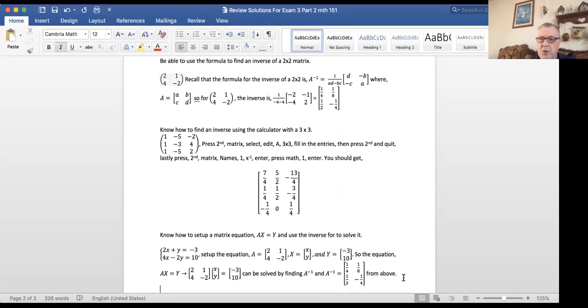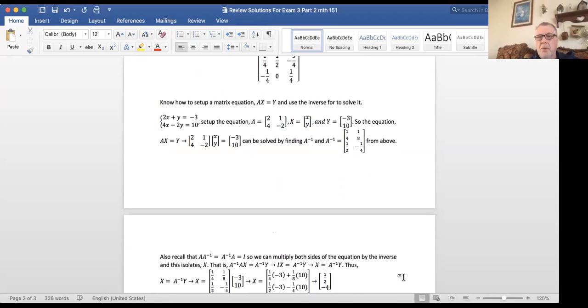And then the last thing we should be able to do is set up a matrix equation. So here's our system. A is the coefficient matrix for X, Y, and Z if we have a 3 by 3. X is the variables, X and Y, or X, Y, and Z. It's a column matrix. And then Y is the result. It's a column matrix as well. So this gives us the equation AX equals Y. So we have the 2 by 2 or the 3 by 3 times that column matrix of variables equals the result. And this can be solved by finding A inverse.